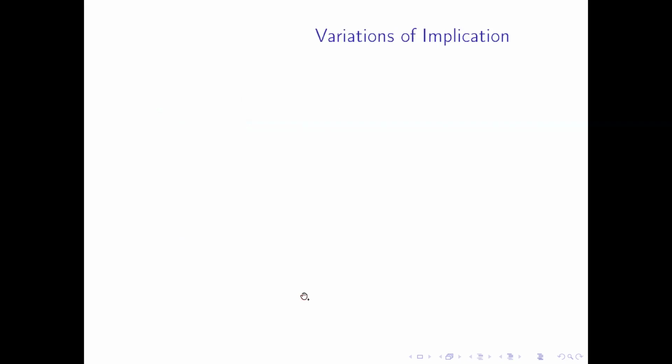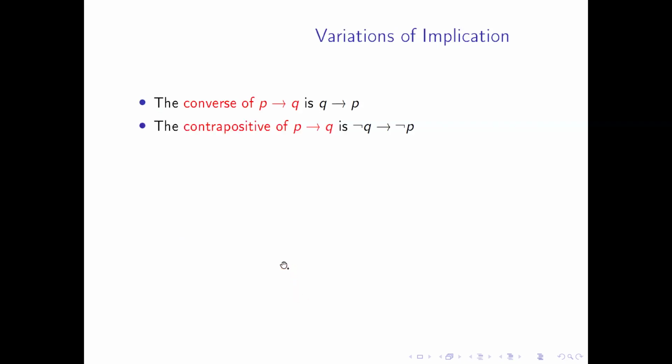All right. So variations, we have something called the converse, the contrapositive, and the inverse. Now let's just look at these. The converse, I just switched the order. The contrapositive, I switched the order and I negated both of them. And the inverse, I just negated them.